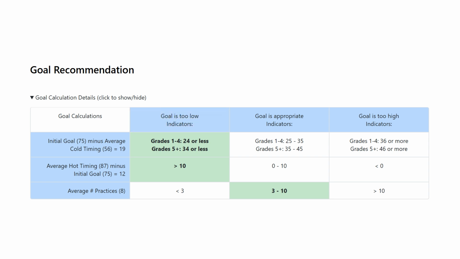Why? Patrick's goal is 75, and his average cold timing is 56, a difference of 19. This result indicates the goal may be set too low. Patrick's hot timing is more than 10 above the goal, another indication that the goal may be set too low. Finally, Patrick's average number of practices is between 3 and 10. 2 items indicate Patrick's goal is too low, and 1 indicates it's appropriate.